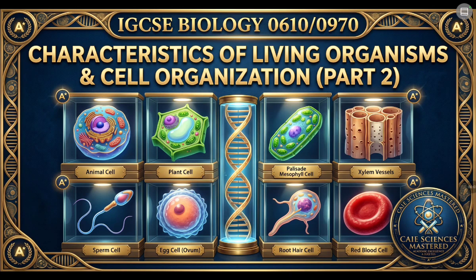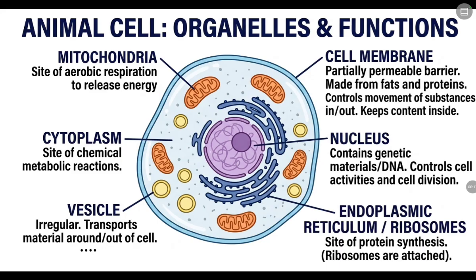Hello and welcome everybody back to our new video, part 2, which is characteristics of living organisms and cell organization, specialized cells part 2. Today we are going to tackle the animal cell, the plant cell, and each of the specialized cells present in our syllabus. So let us start with the animal cell.